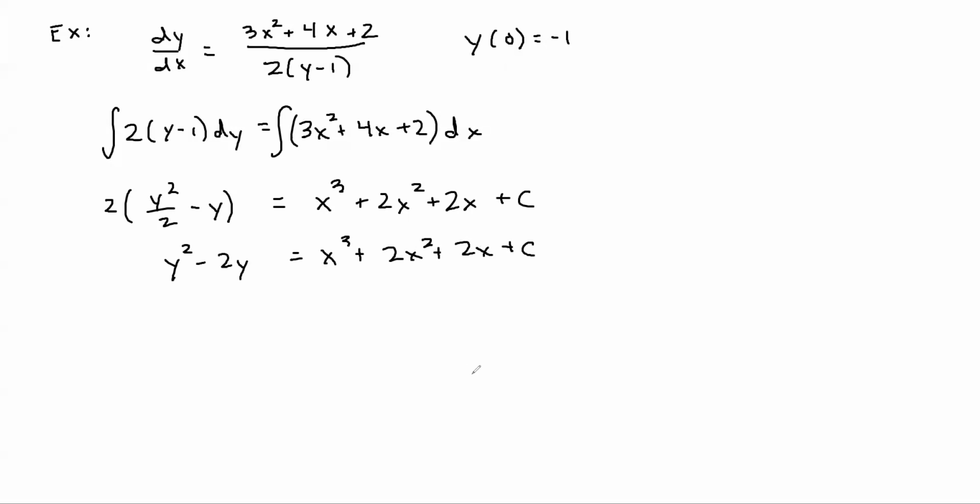So at this point, in the previous example and in our proof, we moved the x's over to the left-hand side and ended up with a bunch of x and y stuff equal to c.